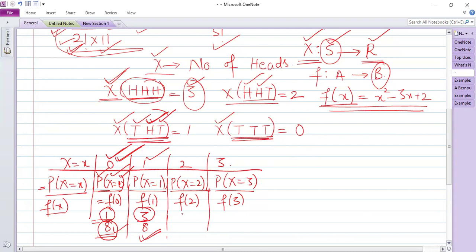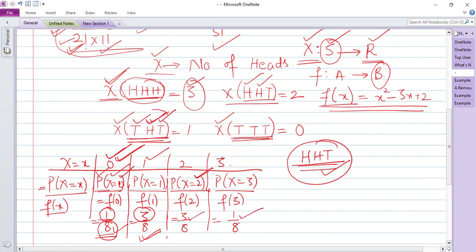And similarly, what is the value here? It is again 3 by 8, and this last one is 1 by 8. For the probability that there are two heads, this was one combination, head, head, tail, and it has 3 permutations. So that's why 3 by 8. And this one is 1 by 8, because of 3 heads, the probability that there are 3 heads: there was only one favorable case, head, head, and head.